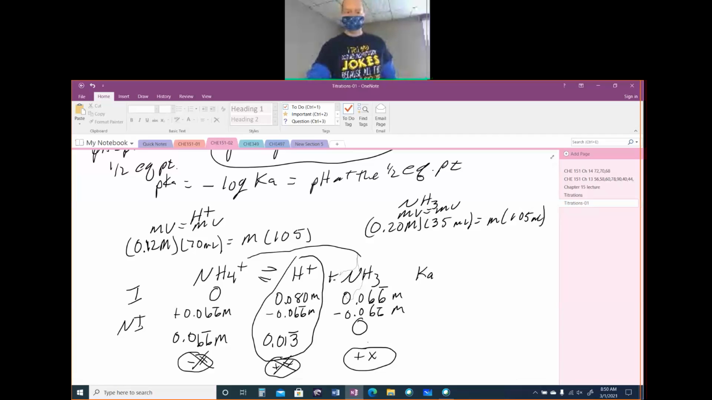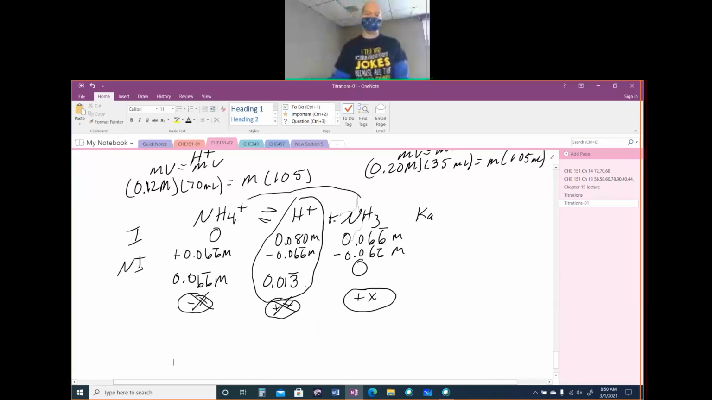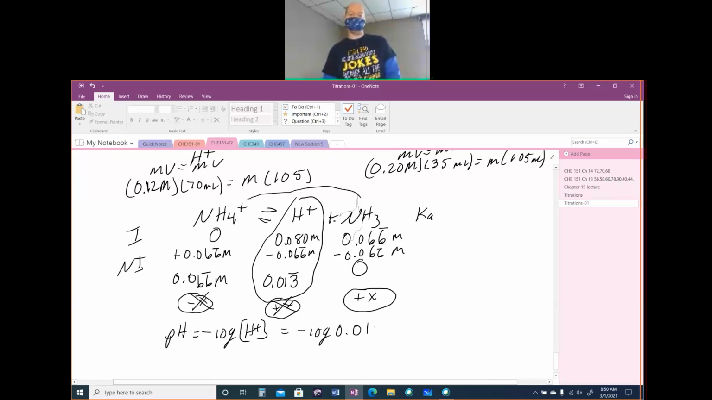The question is, what is the pH? Well, since we already have our H plus concentration, then the pH is equal to the negative log of your H plus concentration. So that is equal to the negative log of 0.013 repeating. And so you take the negative log of that answer, and you get 1.88. And so your pH is equal to 1.88.